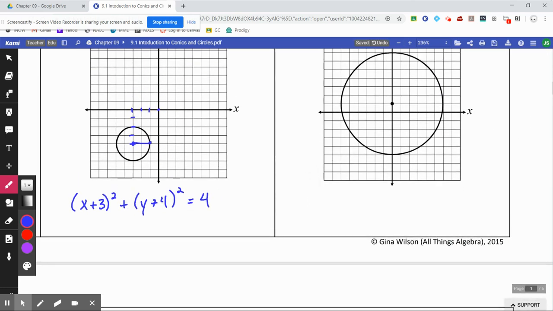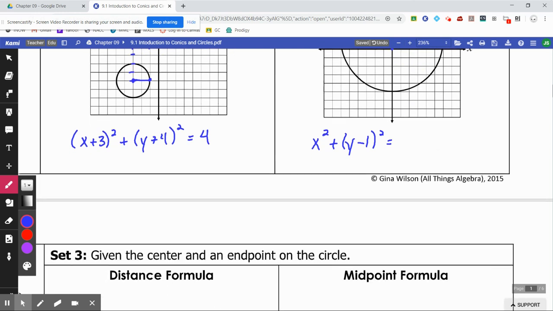The next one, this one only has been moved. Here's the origin. It's only got moved up 1, so x has not been moved any, but y got moved up 1, so we're going to do a minus 1. The radius is the distance from the center to the outside. That's going to be 1, 2, 3, 4, 5, 6 boxes, so it's going to equal 6 squared, which is 36.